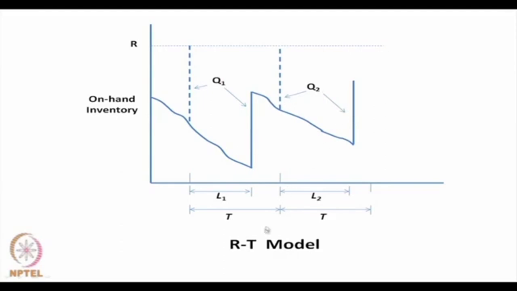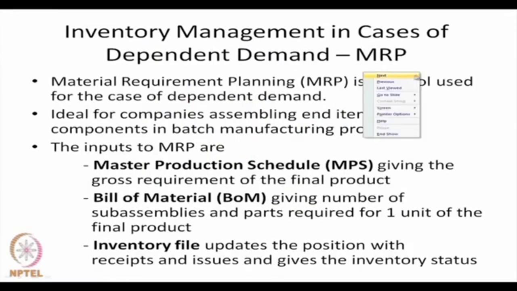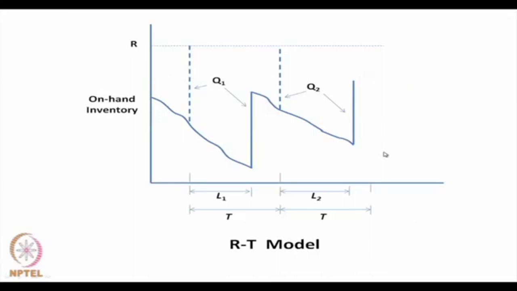So, what is constant here is T, the length of the period. But the amount ordered is different. So, this is another way of operating the inventory. And it has been seen that the average inventory held in a QR model is more than that in the periodic review model, because in the QR model we have to keep a buffer stock, and that makes the average inventory held more than the amount held in a periodic review model.